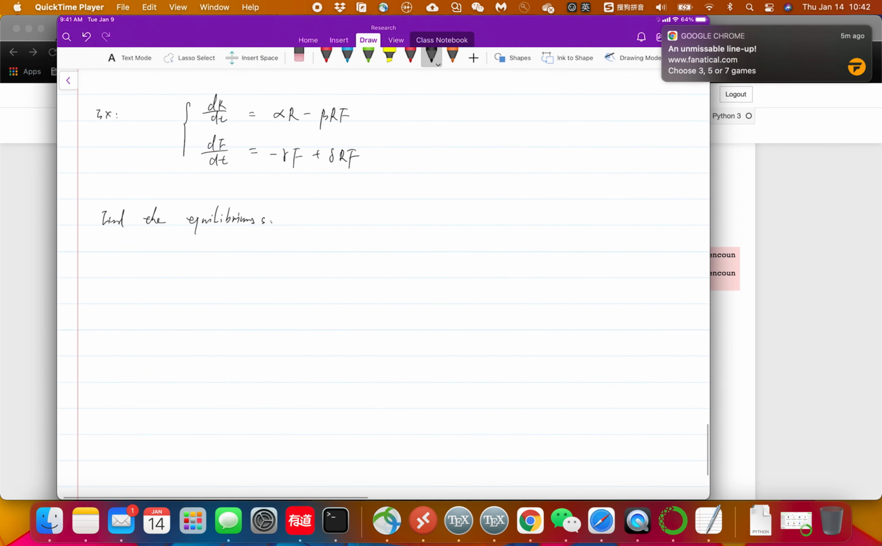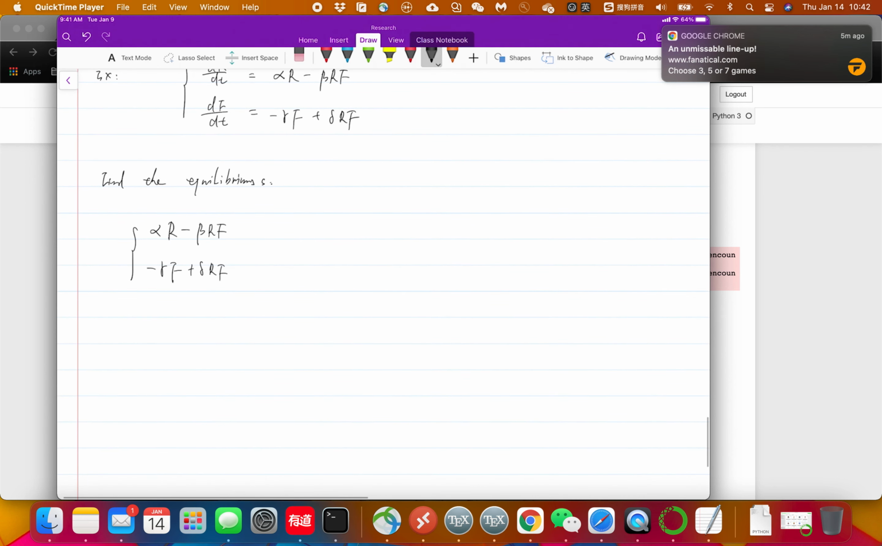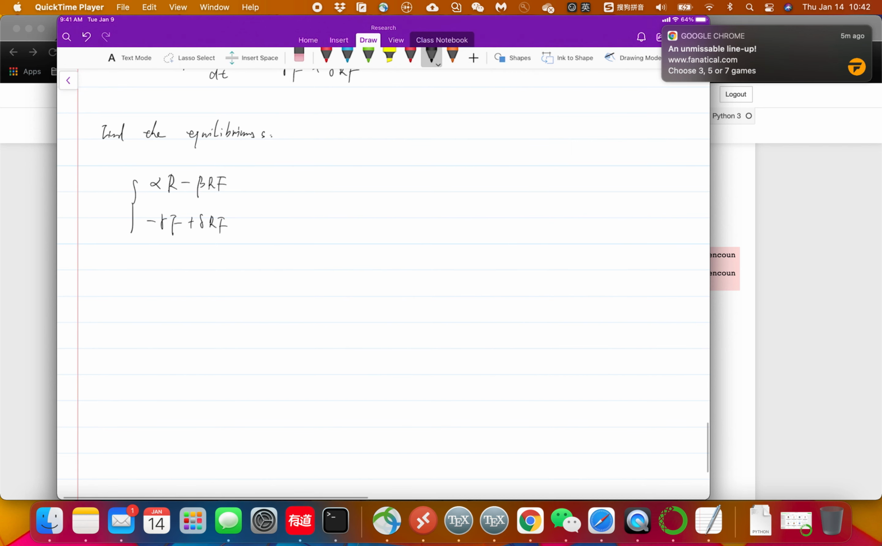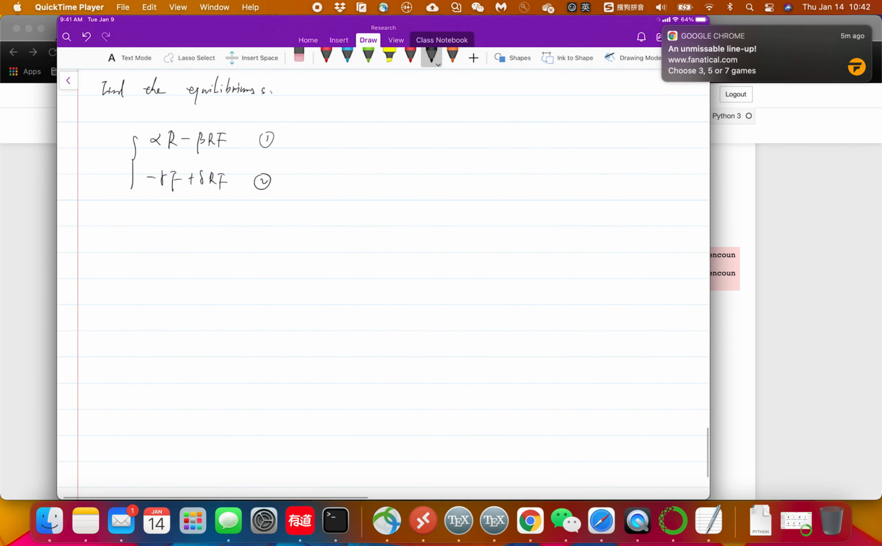Okay, what you need to do is just set this one to be 0. And remember, you're solving for x, y. In this case, you're solving for r and f. So alpha and beta and gamma and delta are supposed to be constants. All right, so for 1, take out r, alpha minus beta f equals 0. For 2, take out f, negative gamma plus delta r equals 0.